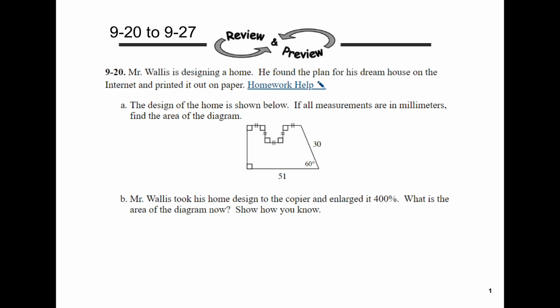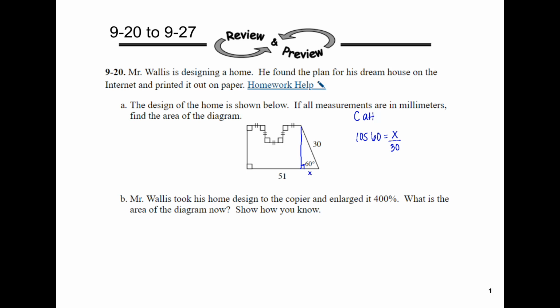So when we look at this diagram, we can divide this up into several different shapes. So I can create a right triangle and use my trig functions to find this missing piece at the bottom. The trig function that uses adjacent and hypotenuse is cosine. So if I take the cosine of 60 degrees, it equals my adjacent side over my hypotenuse.